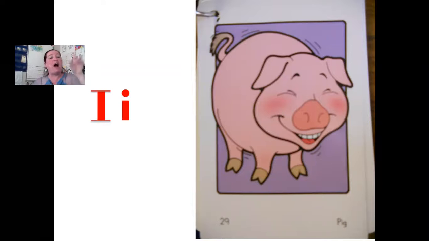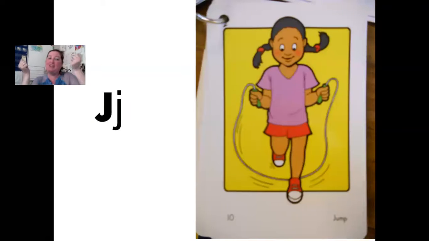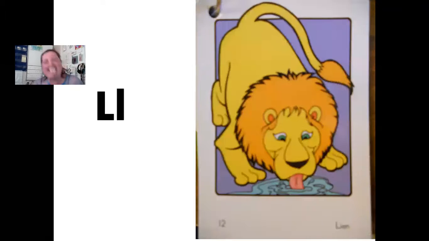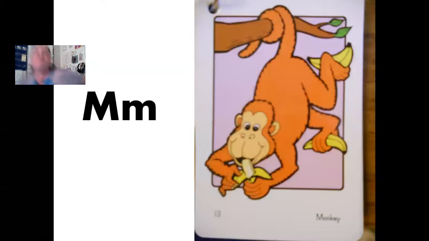I, and I is red, so you know it's a vowel, so we need to do the short sound, okay? So it is short and I is long. All right, now we have J, K, L, M, N.